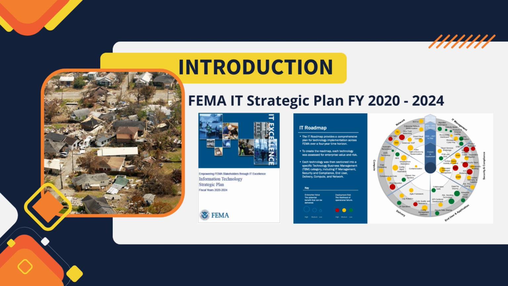And here in this snippet from the strategic plan, and I did not mention earlier, but this strategic plan is for fiscal years 2020 through 2024. So they are approaching almost the end of their current strategic plan. And so within this snippet, you see various color coordination again, which I love. Roadmaps to how they plan to achieve their goals. And so, as it says here on this snippet, the IT roadmap provides a comprehensive plan for technology implementation across FEMA for over a 4-year time frame.